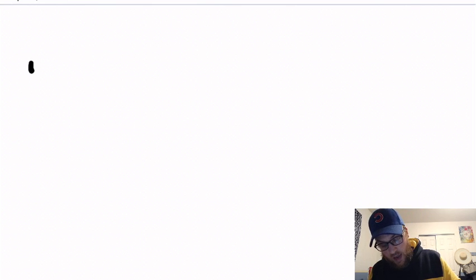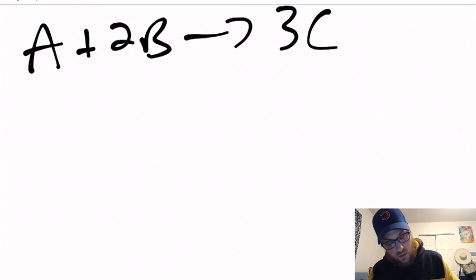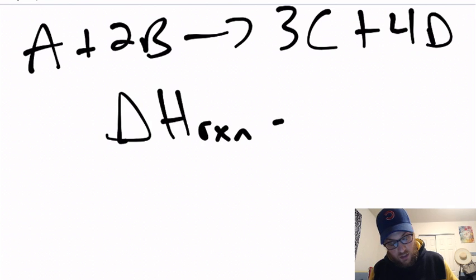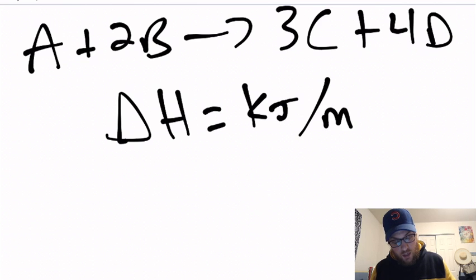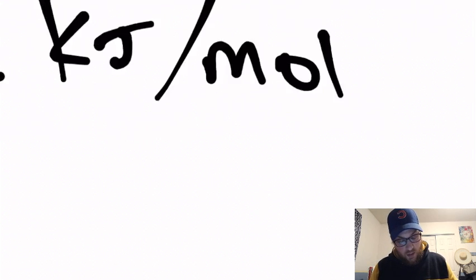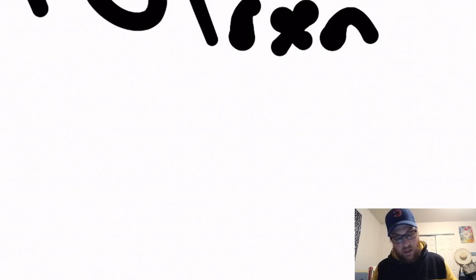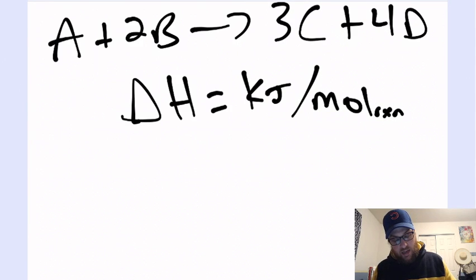So let's say you had a reaction, it doesn't really matter what it is. 3C plus 4D. And it tells you the delta H of reaction is, or maybe it'll just say delta H. It'll say kilojoules per mole, and then there'll be a little subscript next to mole that'll say reaction. Something like that. And let's say it's negative 1,000.